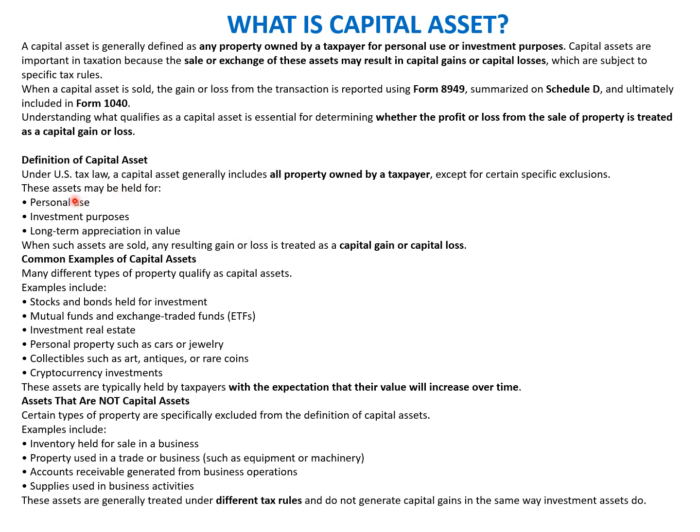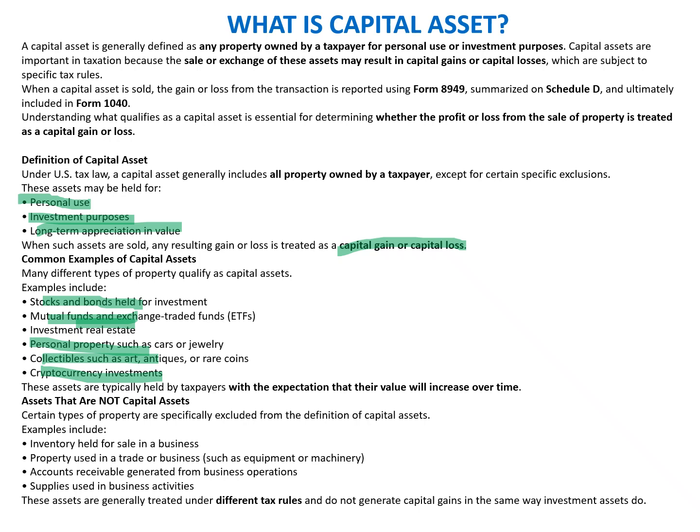Now, when we define capital assets under US tax law, capital assets generally include all the property owned by the taxpayer, except for certain specific exclusions. These assets may be held for personal use, investment purposes, or long-term appreciation in value. When such assets are sold, any resulting gain or loss is treated as a capital gain or a capital loss. Common examples of capital assets are stocks and bonds held for investment, mutual funds, investment real estate, personal property, collectibles, and cryptocurrency investment. These assets are typically held by the taxpayer with the expectation that their value will increase over the passage of time.